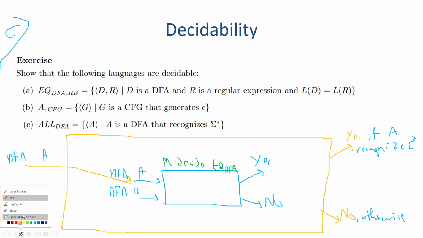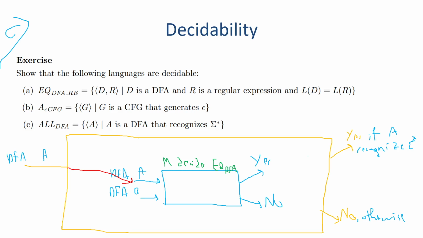Let me actually use a different color so it's different, right? Oh, we're getting this as input and we're deciding to put it here. But what about DFA B? What could we put here? Well, what does the DFA QDFA do? It compares two DFAs. What do you really want to compare DFA A with? You want to compare it with sigma star. You want to compare it with everything, right?